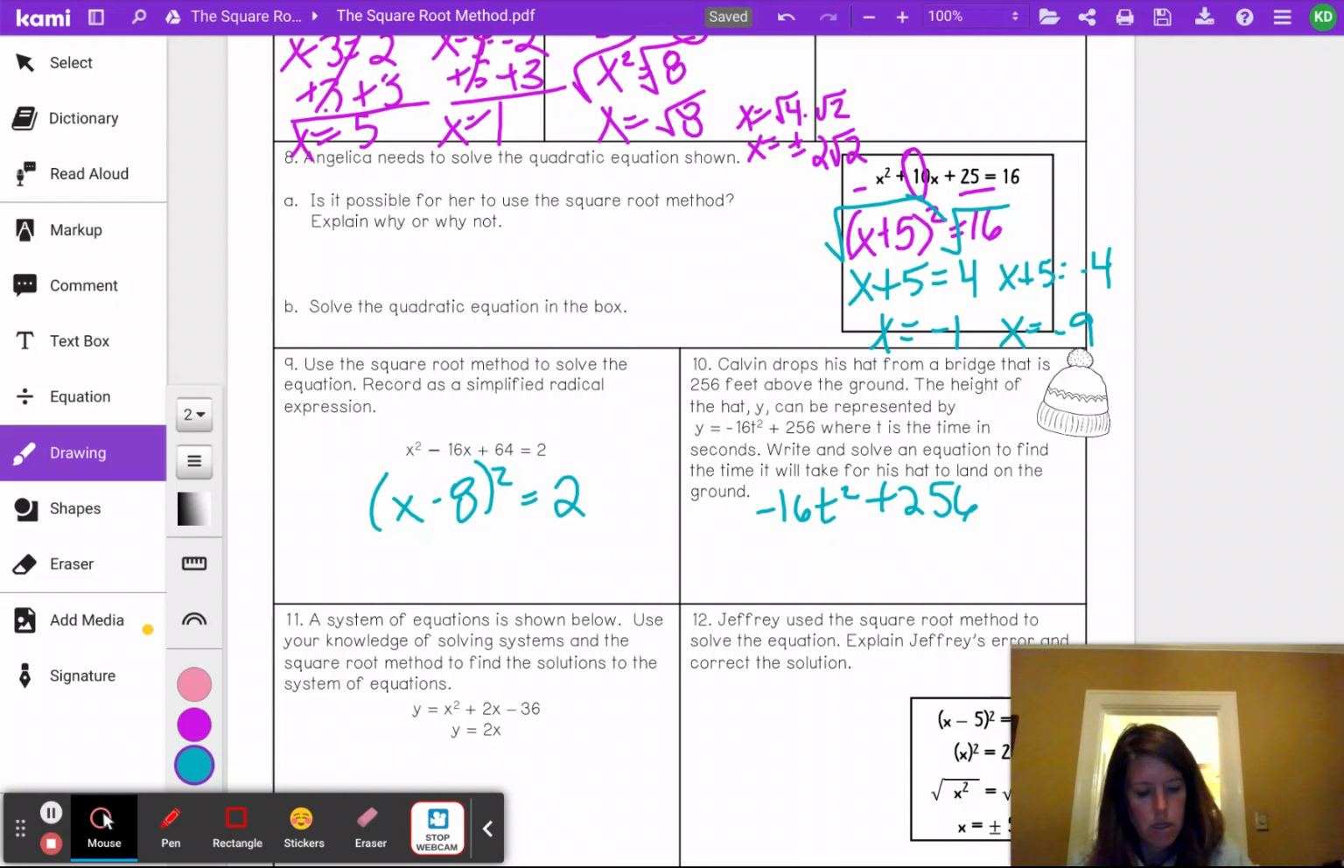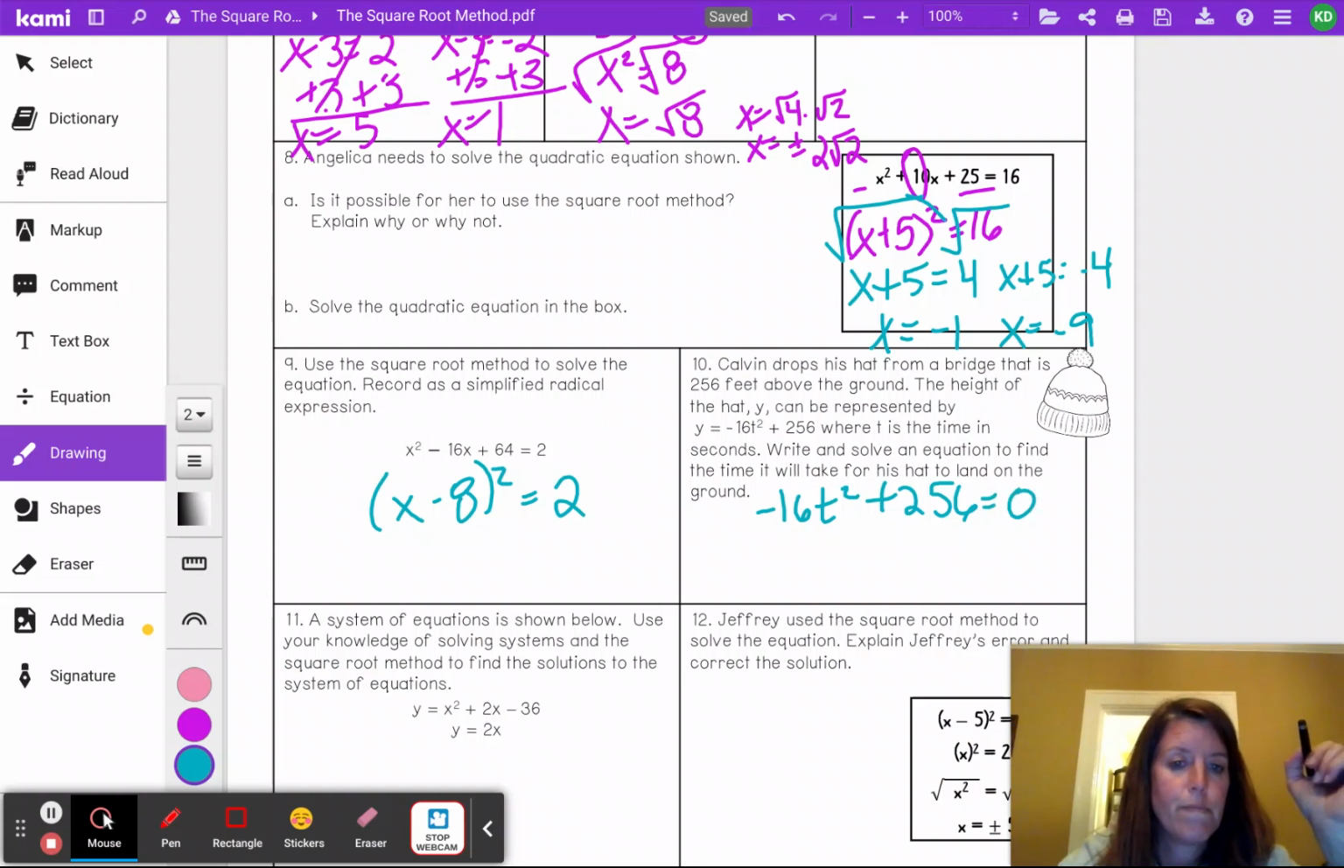Let me make sure, because I wrote this out. So we're going to start off with this equal to 0 because we want to know when it gets down to the bottom. Okay, that's y is the height. So we want it to land on the ground. So we're going to subtract 256 on both sides. And now we have negative 16t squared equals negative 256.